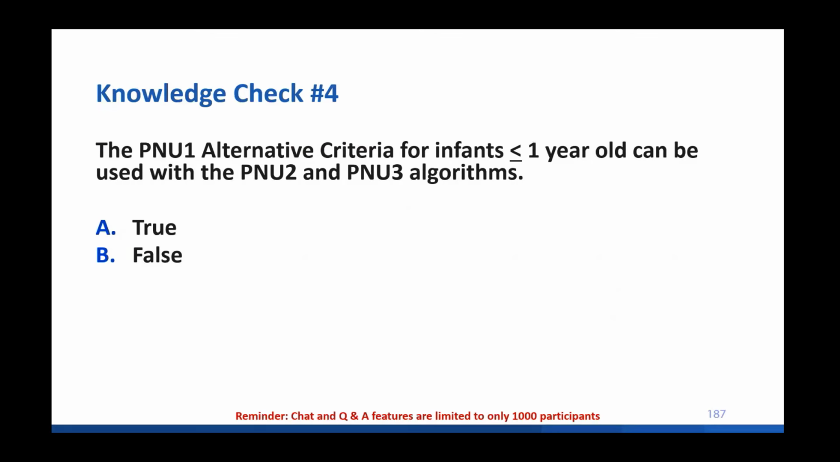And here is knowledge check number 4. The Pneumonia 1 alternative criteria for infants less than or equal to 1 year old can be used with the Pneumonia 2 and the Pneumonia 3 algorithms.